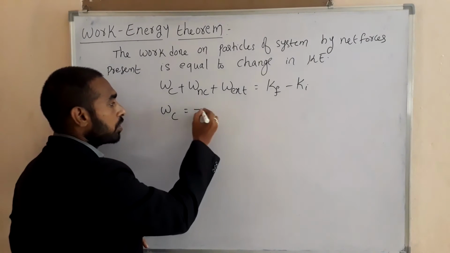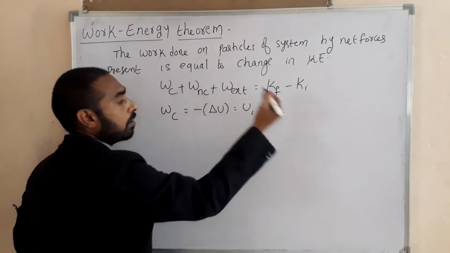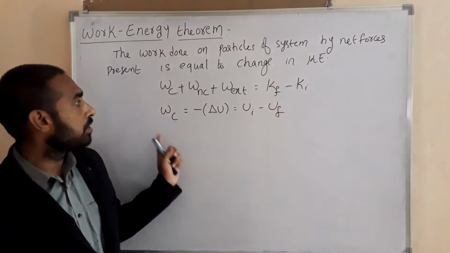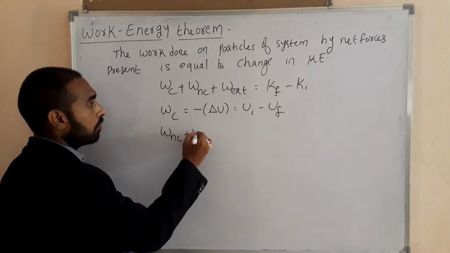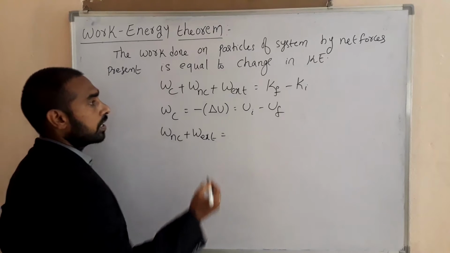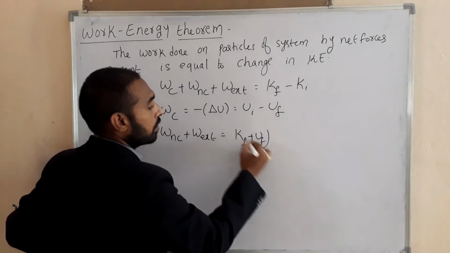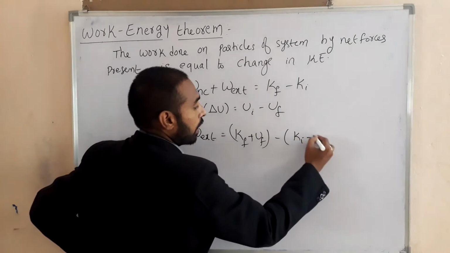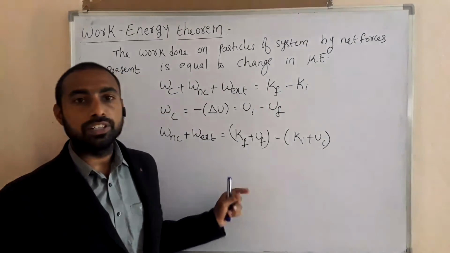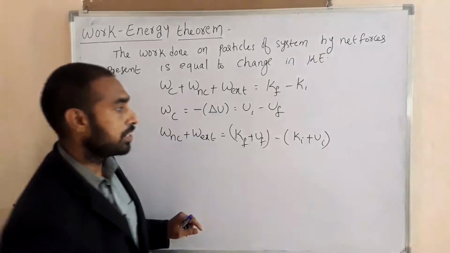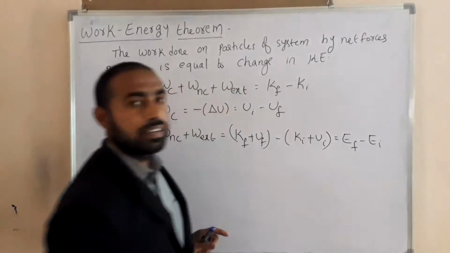Okay, and the important point is work done by the conservative force is equal to the negative of the change in potential energy. So the negative of the change in potential energy means minus delta U, which is Ui minus Uf. If you substitute the same thing in the above equation, you will get work done by the non-conservative force and work done by the external force is equal to Kf plus Uf minus Ki plus Ui. Here the sum of potential energy and kinetic energy of the system is called mechanical energy. So final mechanical energy minus initial mechanical energy of the system.